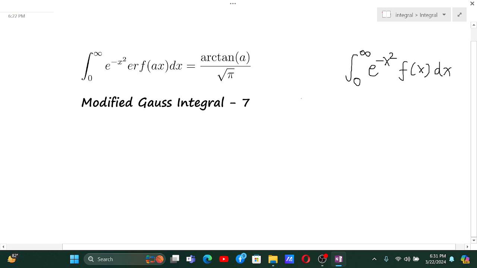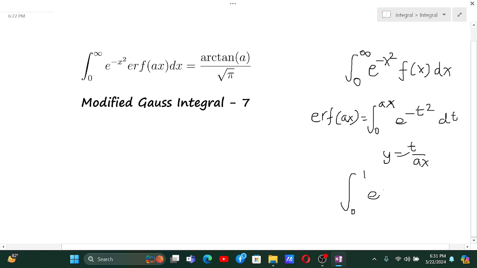We know that the definition of the erf function: erf of any input ax will just be the integral from 0 to ax of e to the power minus t squared dt. Now you can also substitute, let's say y equals t by ax, if you want to change the limits of the integral to the numbers 0 to 1, and then this will be e to the power minus a square x square y square ax dy. Yeah, you can do this, and we will use the second interpretation of the erf function for this one.